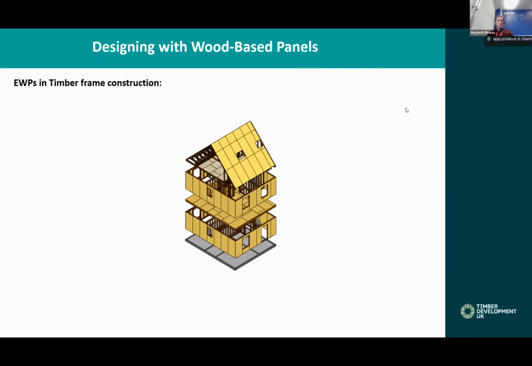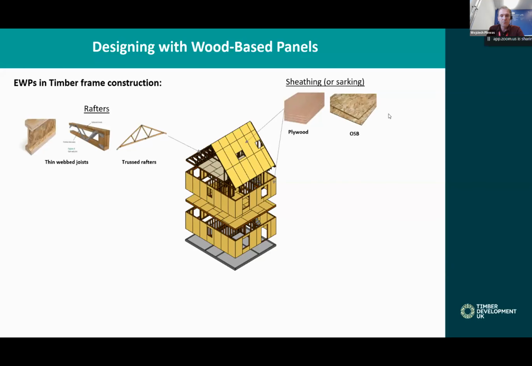Now, in terms of application, I've prepared a slide just to show you the most common ways of using various engineered wood products, in this case in timber frame construction. Starting from the roofs, EWPs can be used as rafters. For example, thin web joists can be used as rafters, but most commonly it's actually truss rafters that are used for roofs. In terms of the sheathing or sarking, as we call it in Scotland, it's plywood or OSB. This is to form rigid panels or provide diaphragm action to the roofs. Most commonly OSB or plywoods are used for these applications.